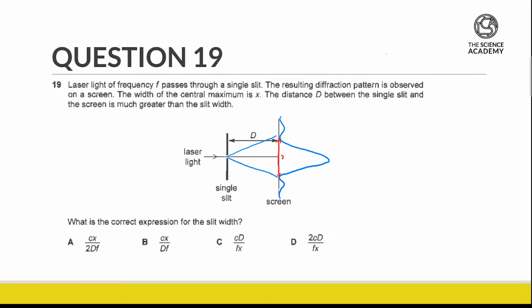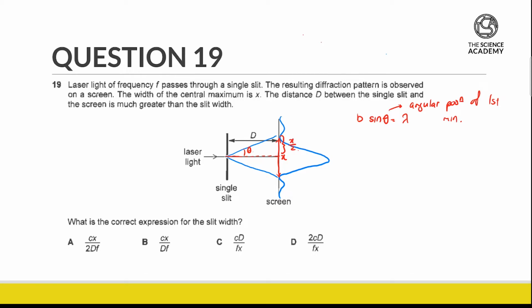Now, they tell us that this is going to be x. And if this is going to be x, our single slit interference formula tells us that we have b sine theta is going to be equal to lambda. But this theta is the angular position of the first minima. So this means that this is going to be theta instead. So if this is theta, then this section over here is going to be x over 2.